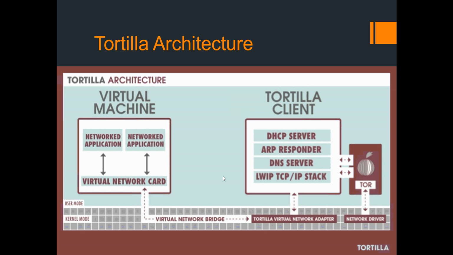So now, here's what Tortilla actually looks like. The Tortilla client consists of two components. You have the Tortilla client that runs in user mode, and then also you have this Tortilla adapter that runs in your kernel, in the kernel mode. And inside of a VM, you have your network applications. And they run inside the VM because using the VM, malicious code can't circumvent your Tor tunnel to go back to the internet and discover information about your host system.